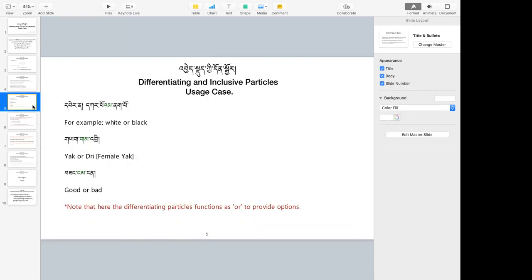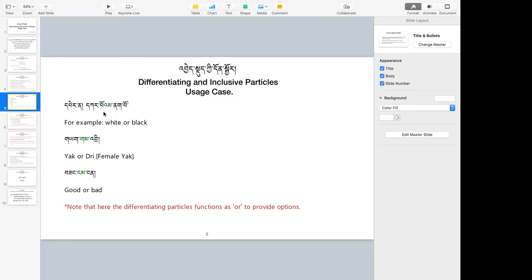Okay, so this one. In this particular example, we see karpoham nakpo. For example, white or black. Yak kam di. Yak or tree. D is the female yak. Sangam yin, good or bad.